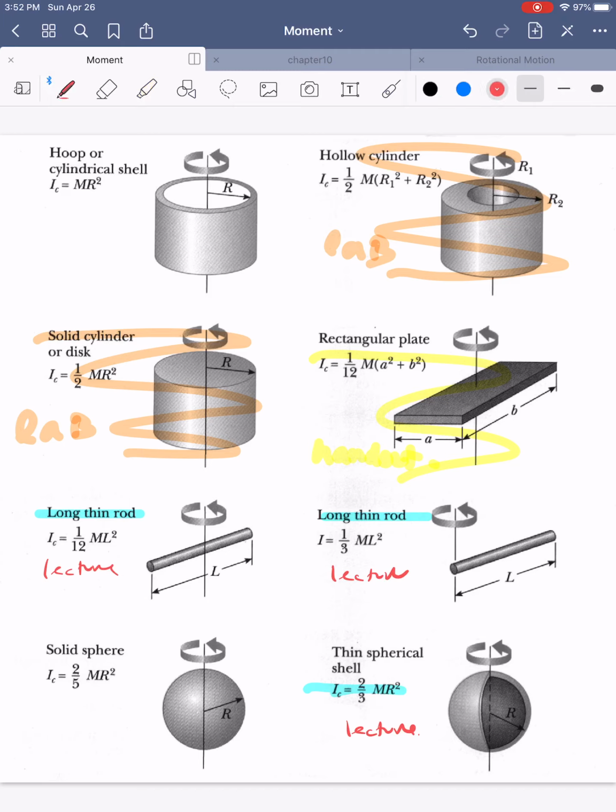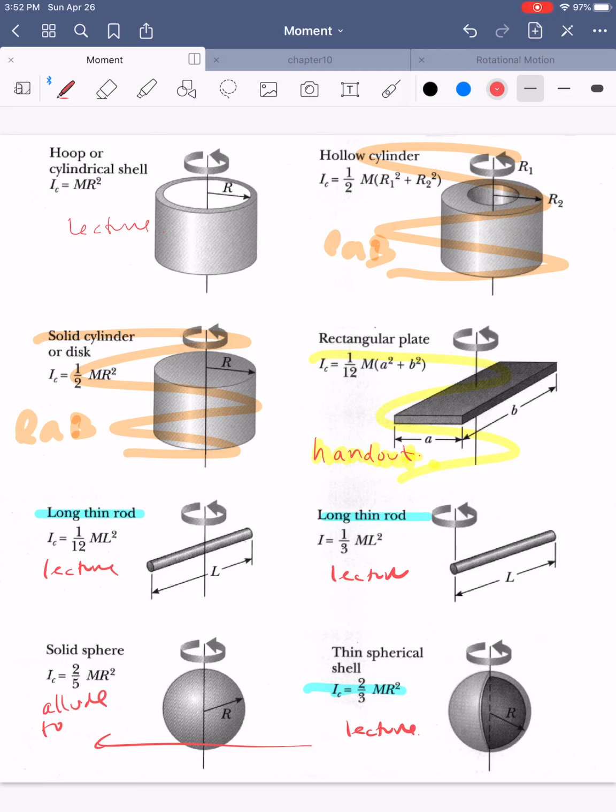This one we'll actually do today in lecture 2, and I'll allude to how to find this one in lecture today. So we're going to really cover how we can actually integrate and find all of these quantities on our own. So I'll be giving you some handouts for the rotation stuff.